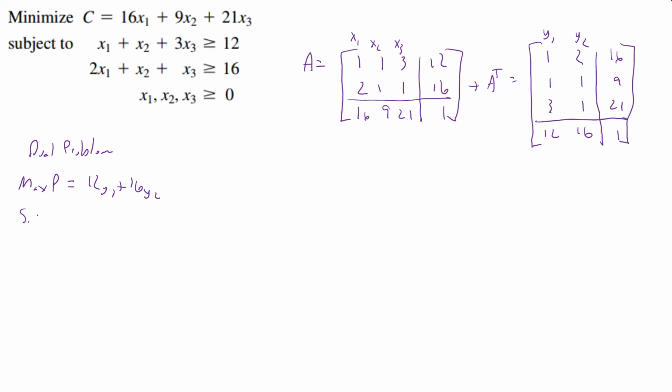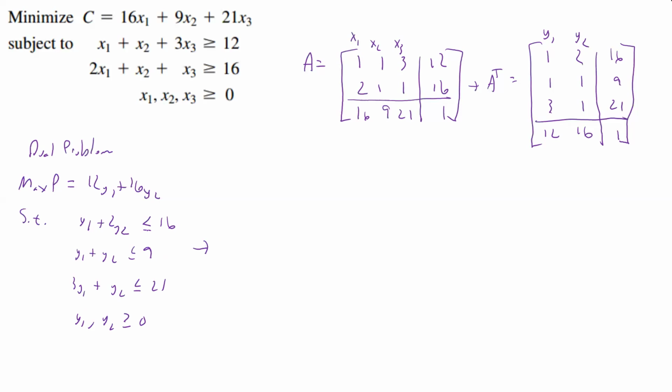And it's going to be subject to, and then we have on our top three rows, looks like y1 plus 2y2 is less than or equal to 16. Then we have y1 plus y2 less than or equal to 9. And then we have 3y1 plus y2 less than or equal to 21. And here, y1 and y2 greater than or equal to 0.